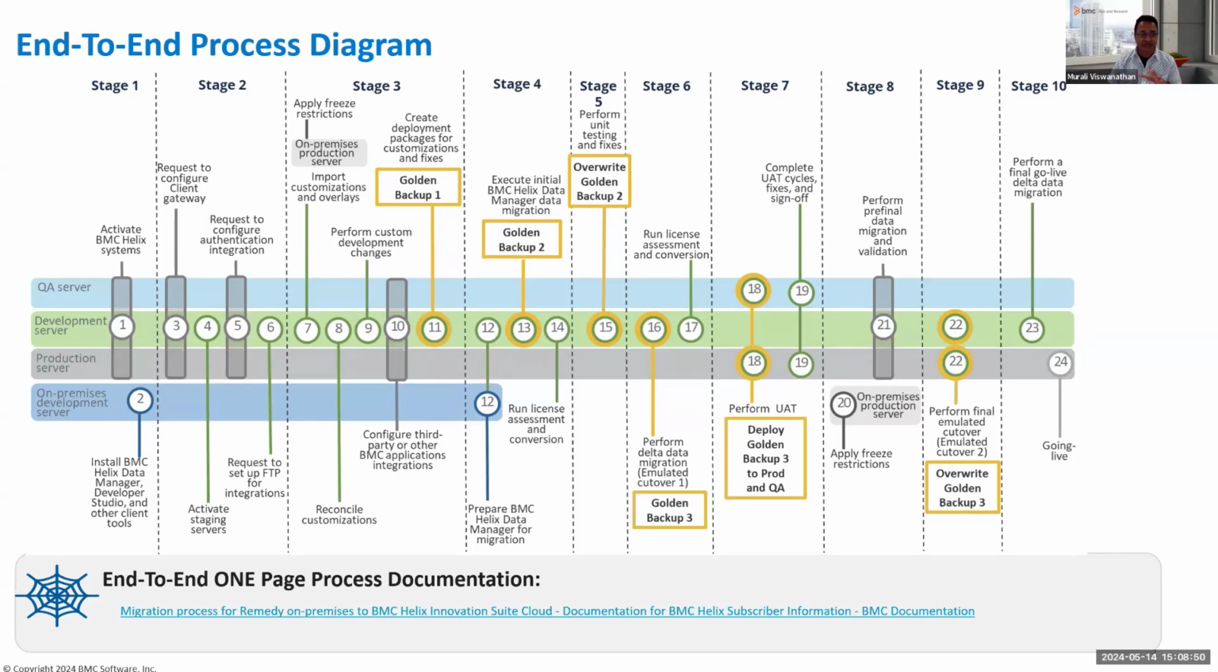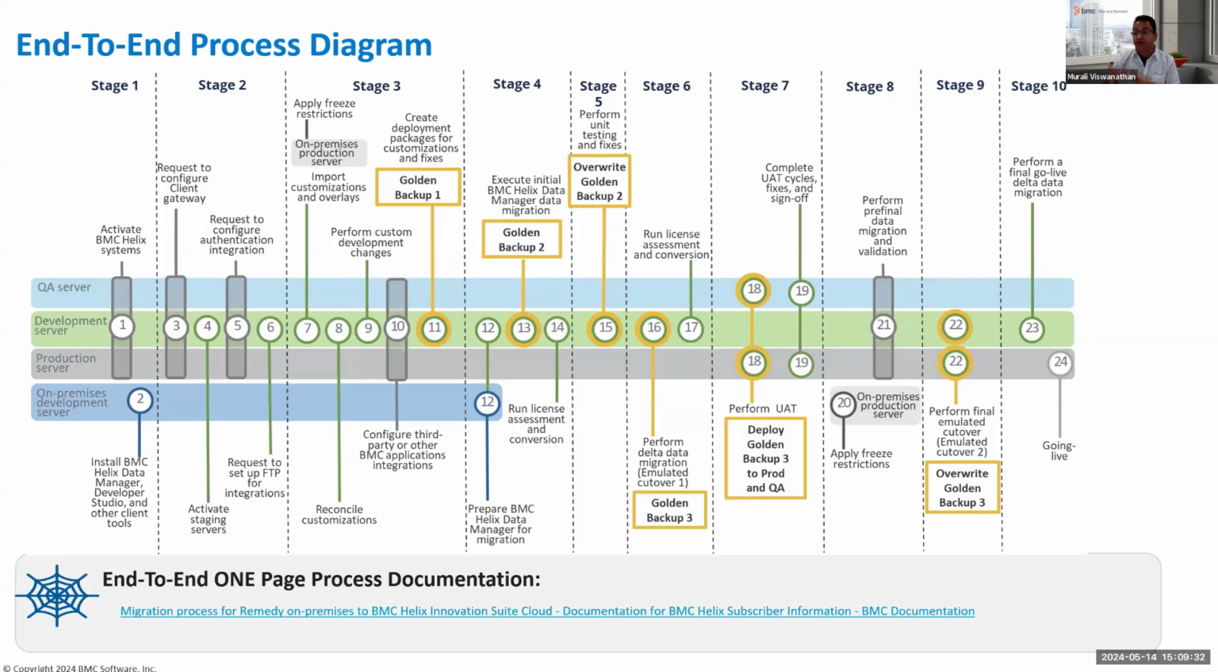So if you look at the high-level stages, stage 1 is basically where you'll be doing your planning exercise, looking at your environments and analyzing them for your implementation plan, your data migration plan, your project plan, whatnot, right? So that while BMC is working to activate your environments. And stage 2 is activation and provisioning combined together, where you'll be working on configuring your client gateway, your FTP stuff and all that. And then stage 3 is your development phase, 4 is your data migration, 5 is your unit testing, 6 is your Delta migration, which is EC1, and 7 is your UAT.